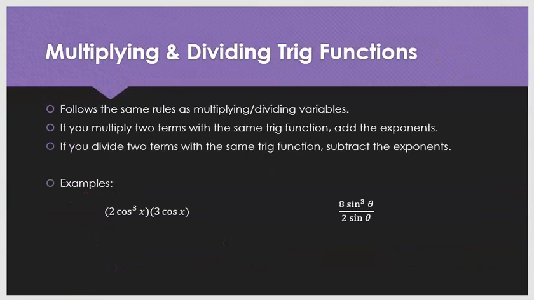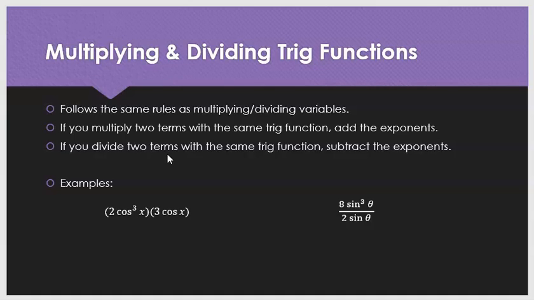Now we'll look at the rules for multiplying and dividing trig functions. Again, this follows the same rules as multiplying or dividing variables. So if you multiply two terms with the same trig function, you just add the exponents. In the same way that if I said x squared times x to the third power, you would get x to the fifth power because you add those exponents together. If you are dividing two terms, or if you have a fraction, which is just a way of writing division, then you subtract the exponents. So the one on top minus the one on the bottom.